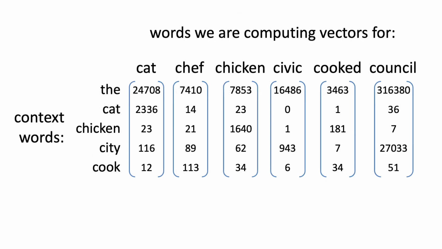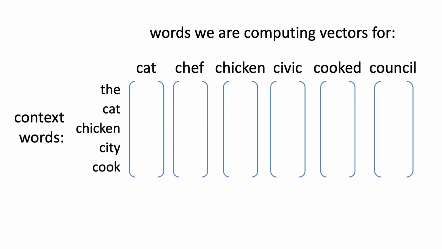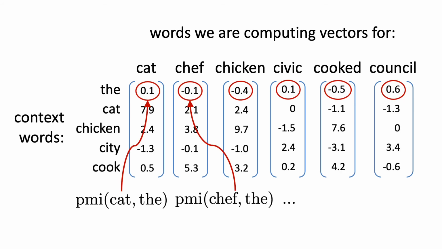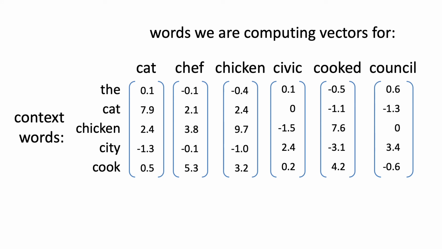Now let's get back to our word vectors. Here are our counts from before. Let's now replace them with PMIs. In all vectors, the PMIs with the word the are very close to 0, so those entries will have a much smaller impact than previously. And words with a stronger semantic relationship tend to have higher PMI.